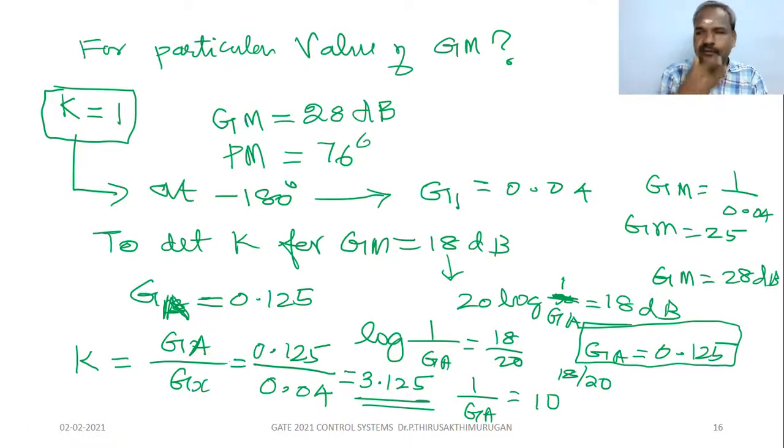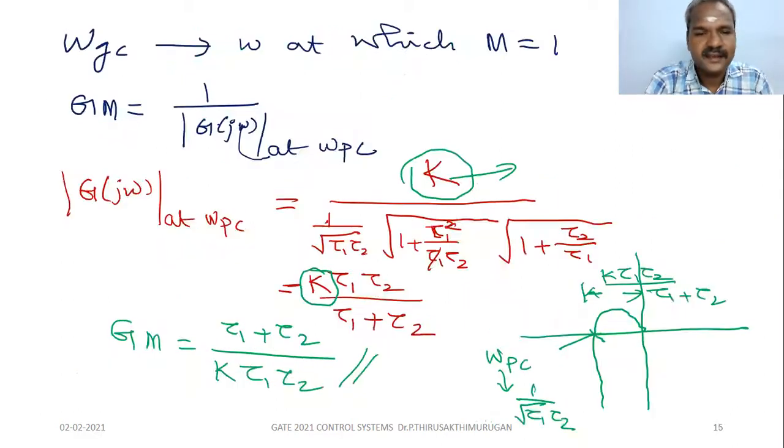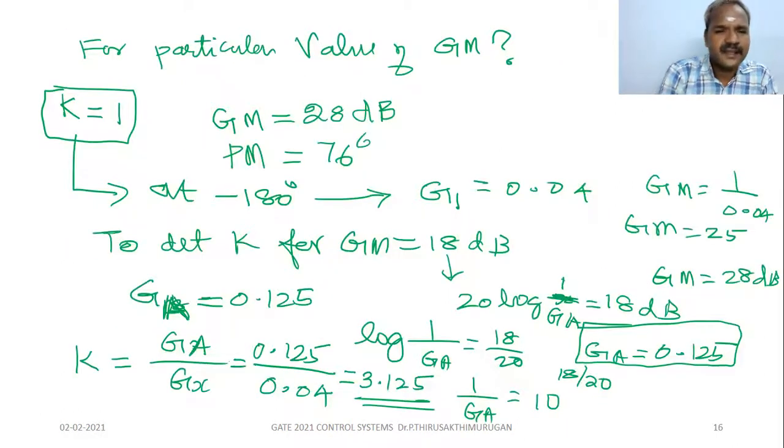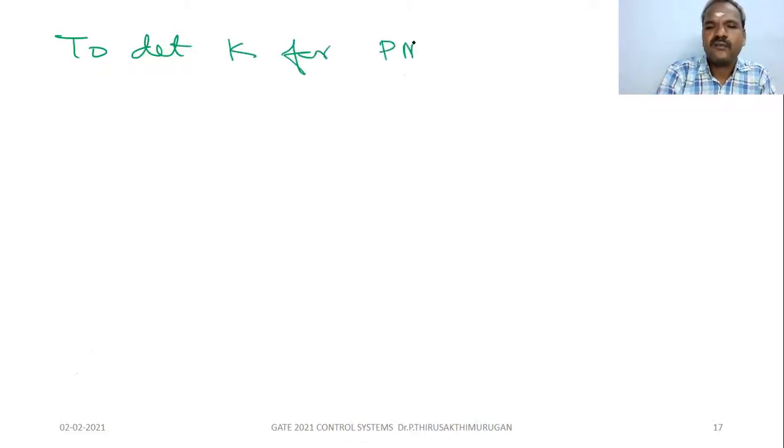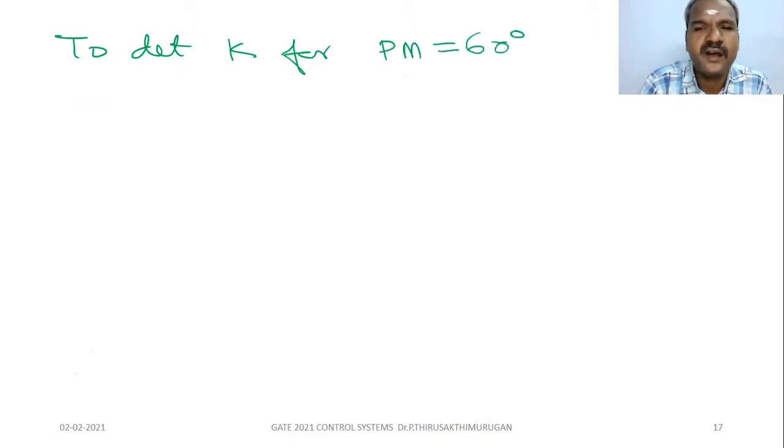Similarly, for a particular phase margin, I consider from this system that the phase margin is 76. Actually, by substituting K equal to 1, I drew the polar plot. After drawing the polar plot, I got a phase margin of 76 degrees. So what I have to do is find the K value for a phase margin of 60 degrees. Am I right? Phase margin of 60 degrees.